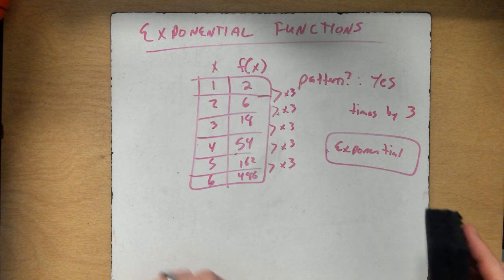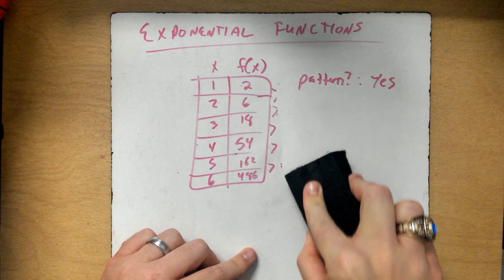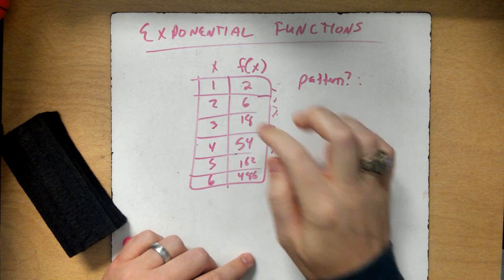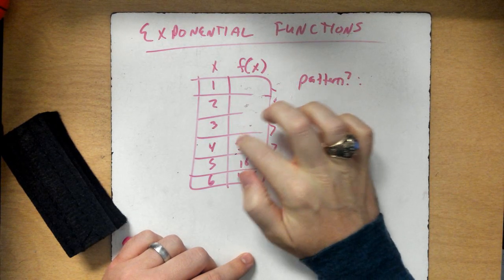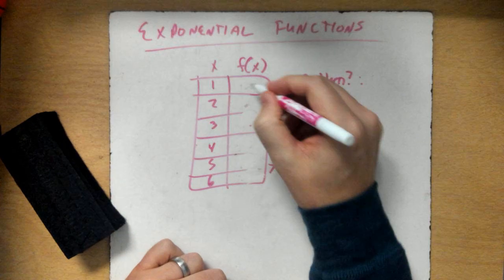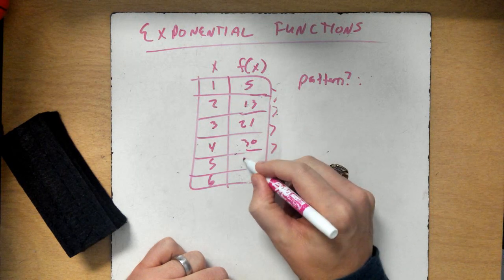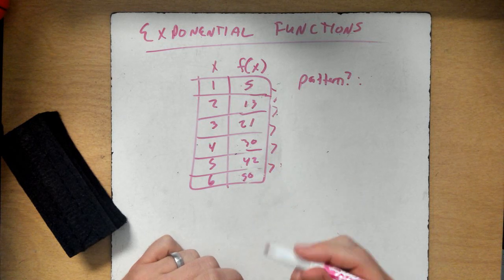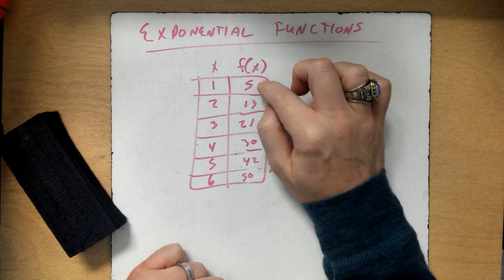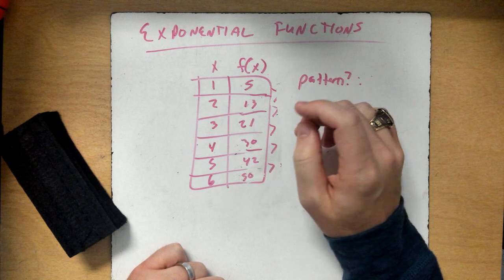So let's do another example. I'll leave this here, and then I'm going to change these numbers here. Let's say 5, 13, 21, 30, 42, 50. If we look at this and try to say, is our rate the same? Can this be multiplied by a number to get the next number, the same number, and so on and so forth?